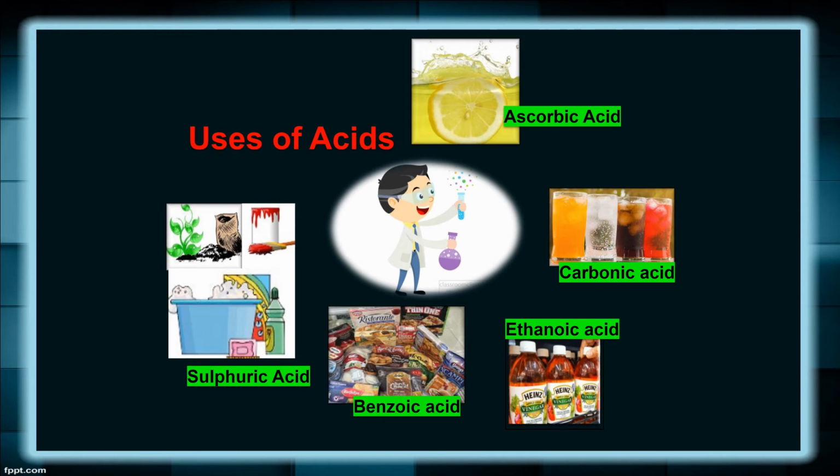Carbonic acid is used to make gassy drinks or fizzy drinks. Ethanoic acid is used as a preservative in pickles. Benzoic acid is used as a preservative in all frozen food. Sulfuric acid has various types of usage. One of them is to make fertilizers. Other than that, sulfuric acid is used in making paints and detergents.